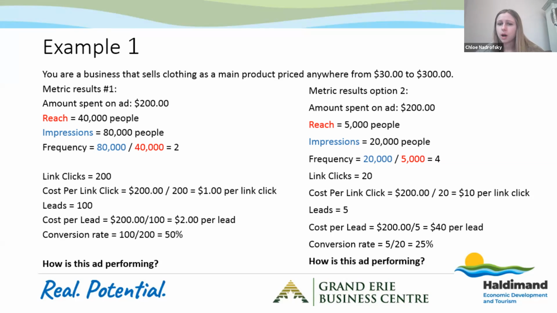So I would say this ad is not performing well on the right-hand side for option two. Like I said, the cost per click is quite high. The cost per lead is very high, and the products you're selling are anywhere from $30 to $300. So that lead percentage to get that person in is quite a high percentage in terms of what the products are worth. So you just want to watch that and gauge it based off of that.